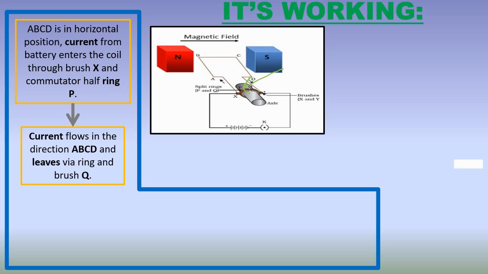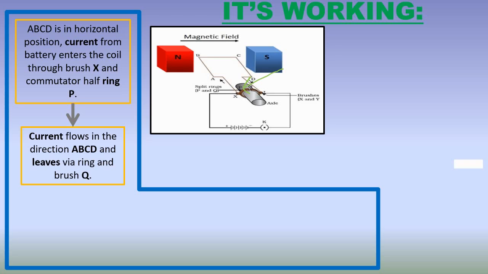So ABCD is in horizontal position as we see in the picture. So the current from the battery enters the coil through brush X, which I have explained earlier, and commutator half ring P. So there are two half rings, which is the commutator, half ring P and half ring Q. These are also known as split rings.